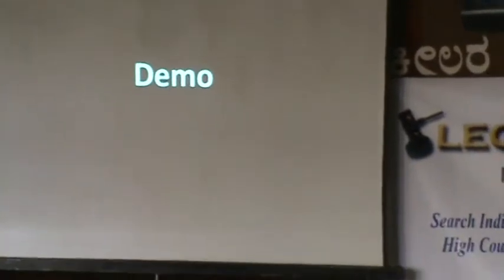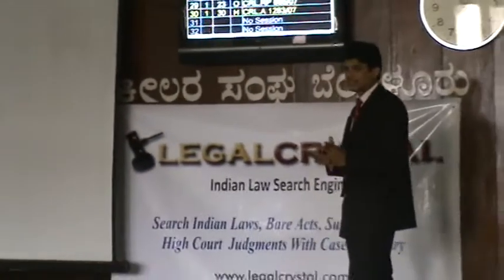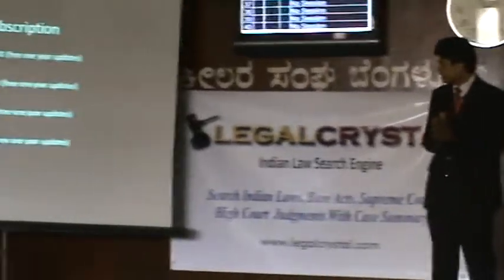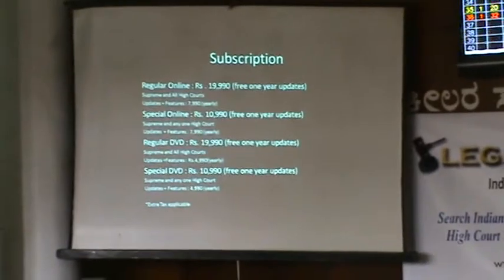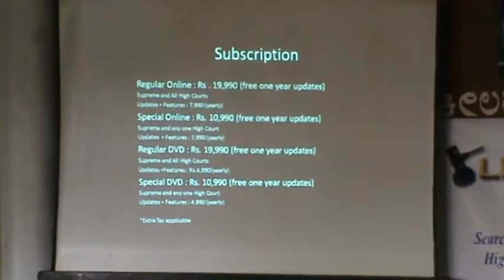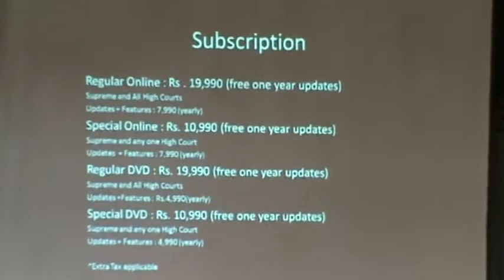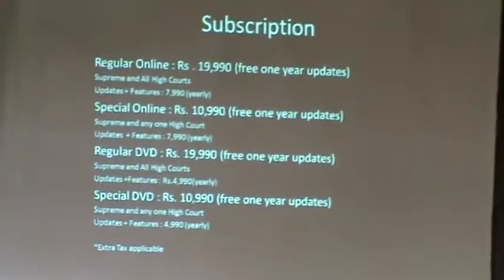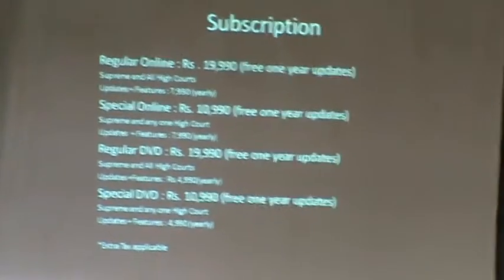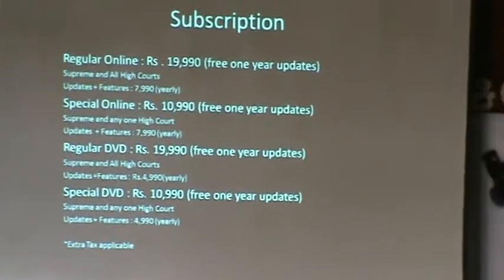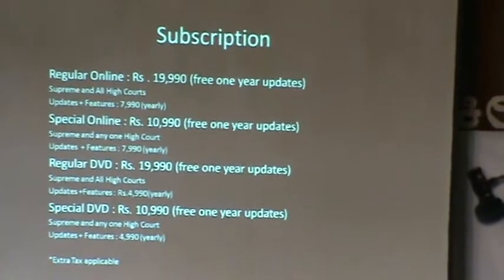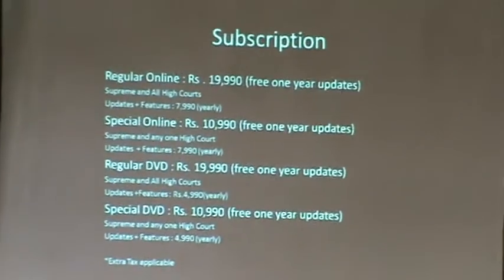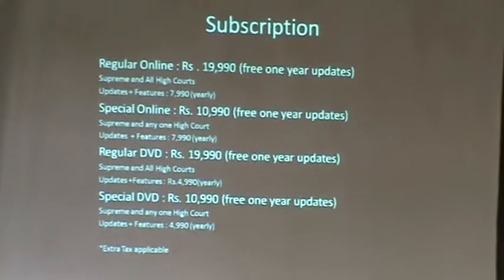And then again, I'll talk about the plans that we have here. Subscription plans. This is the regular online plan that costs around 19,990, with free 1-year updates, all high courts, Verax, central and state, and updates and features next year. You have to pay 7,990 if you want updates. If you say it's okay, I don't want updates, I just want to use the software, you can use it for life.